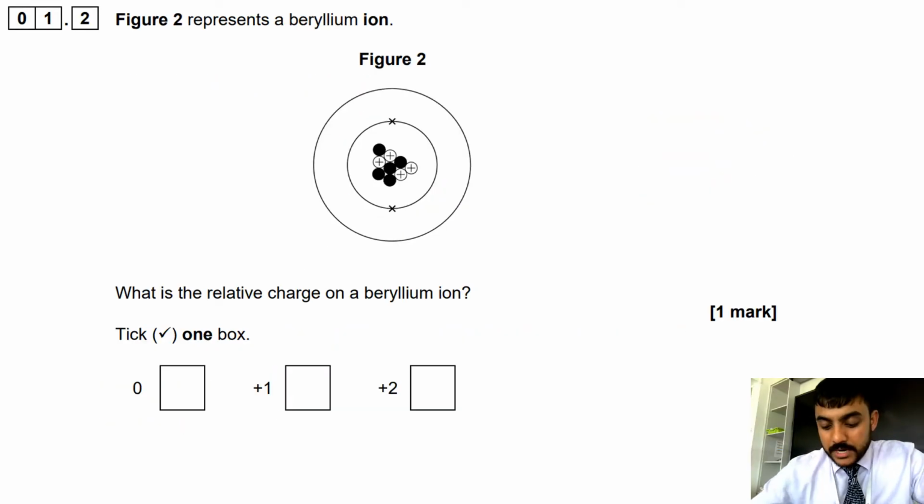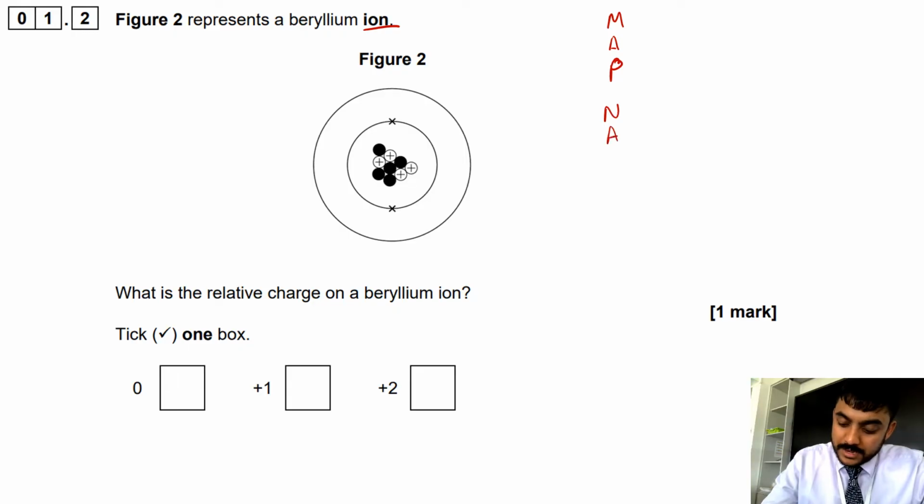Figure 2 represents a beryllium ion. What is the relative charge on a beryllium ion? Well, an ion is an atom that has gained or lost an electron, and when we form ions, metals become positive and non-metals become negative. So metals are positive, non-metals are negative. That's the mantra that I have in my brain every time I'm thinking about ions.